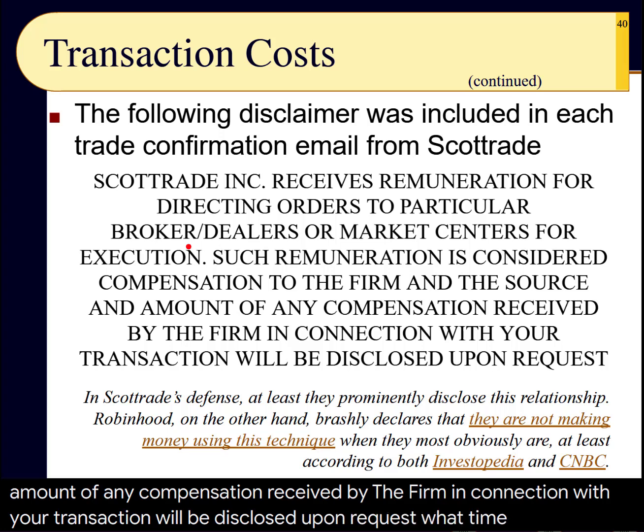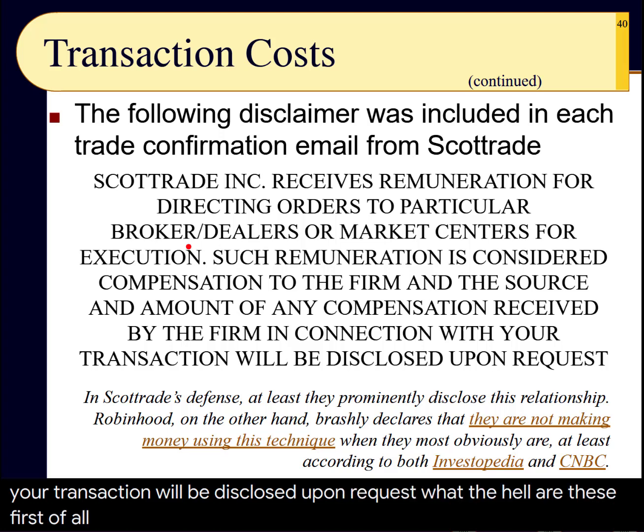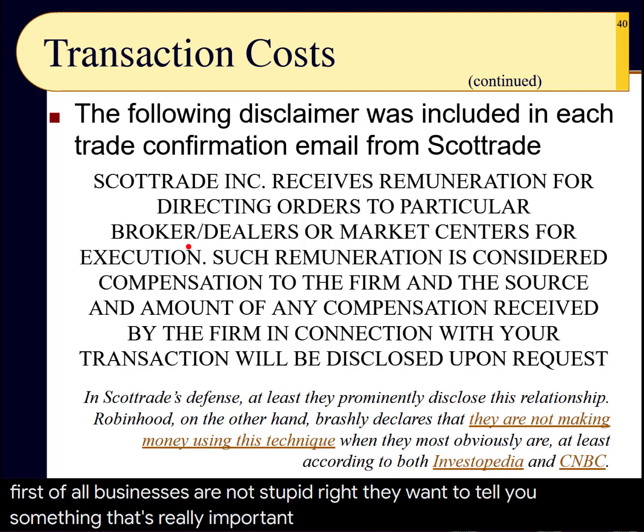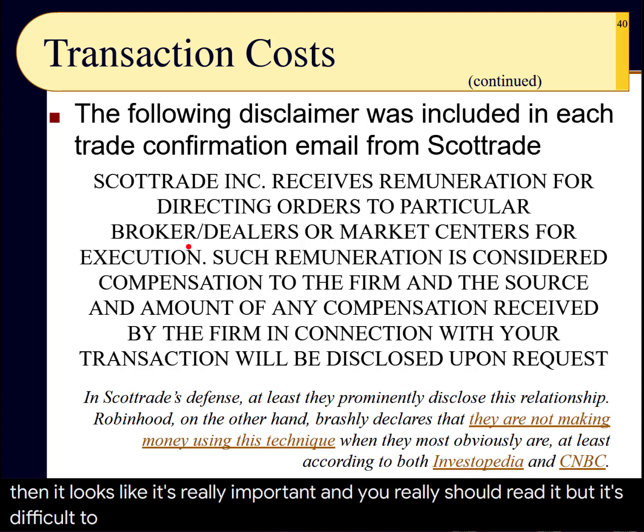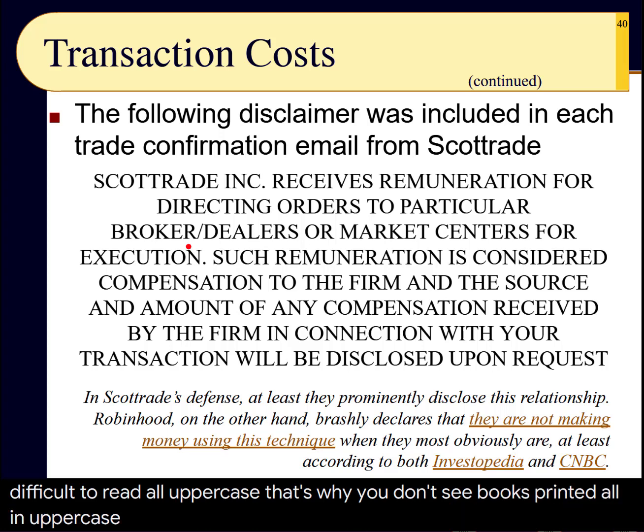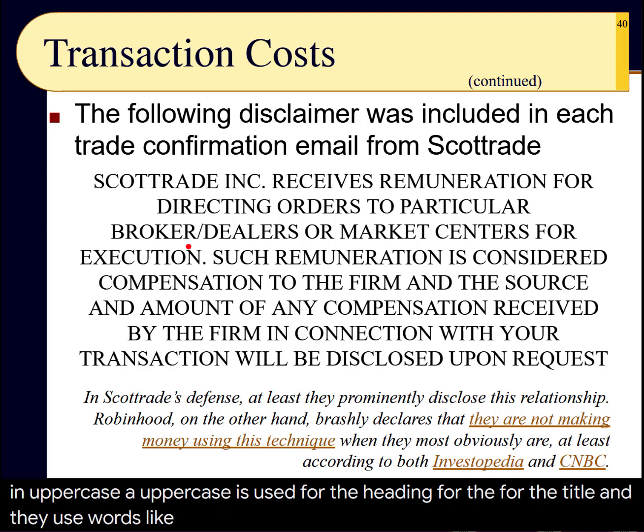What the hell are they saying? First of all, businesses are not stupid, right? They want to tell you something that's really important. They put it all in uppercase because then it looks like it's really important and you really should read it, but it's difficult to read all uppercase. That's why you don't see books printed all in uppercase. The uppercase is used for the heading, for the title. And they use words like remuneration, which is a fancy word for kickback.